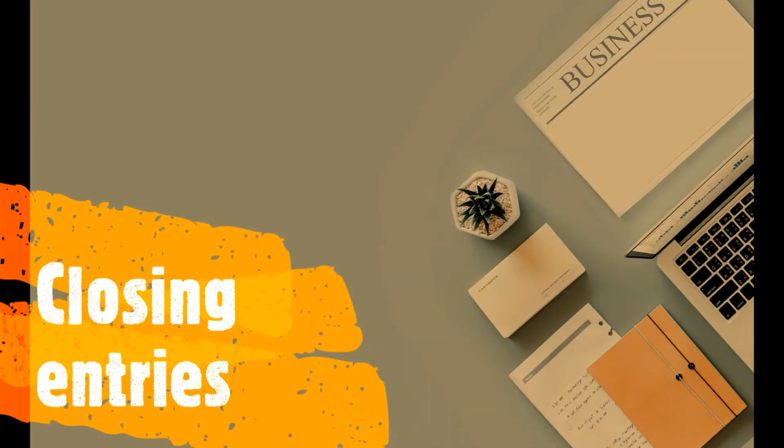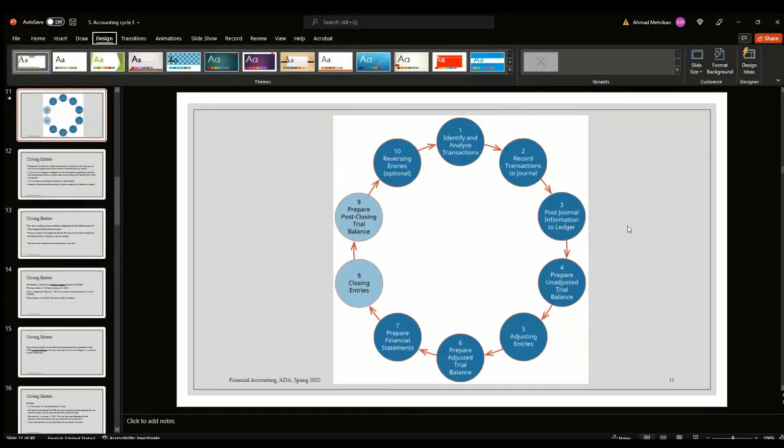Accounting cycle, closing entries. So very quickly, let's take a look at closing entries. We have so far completed our accounting cycle up until step 7, which is to prepare financial statements, and we've done that in our last video. Now we're going to look into the closing and prepare post-closing trial balance.